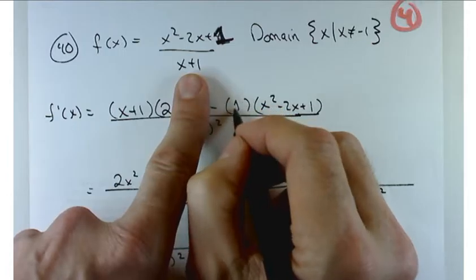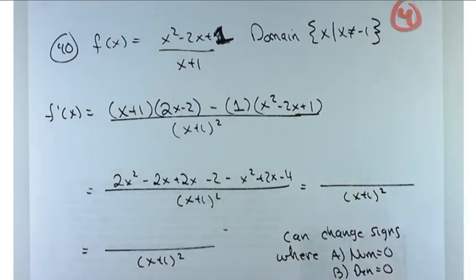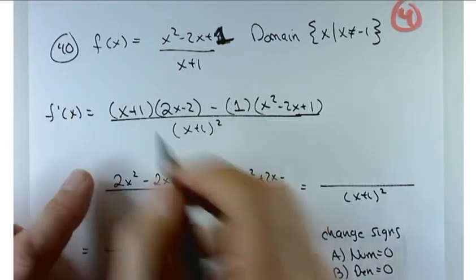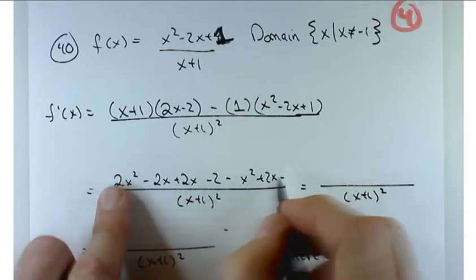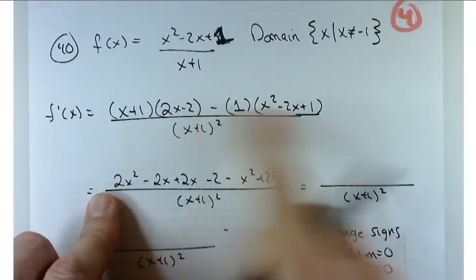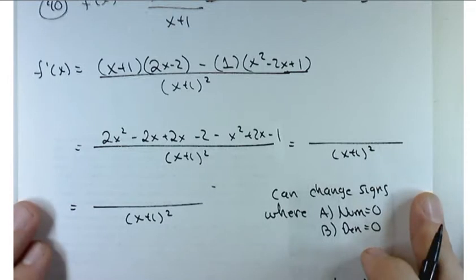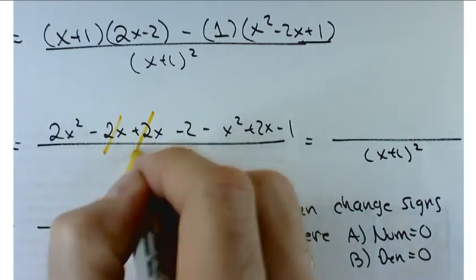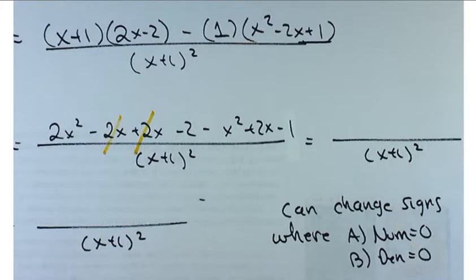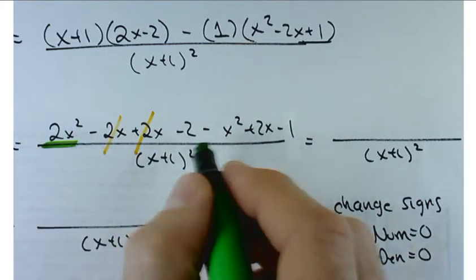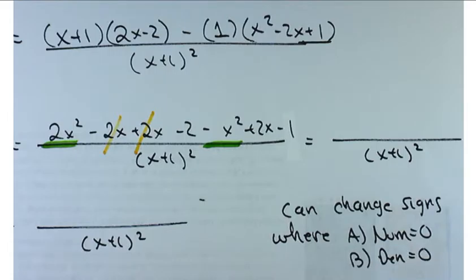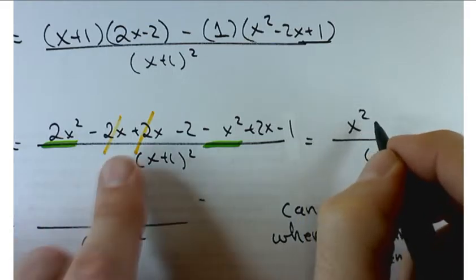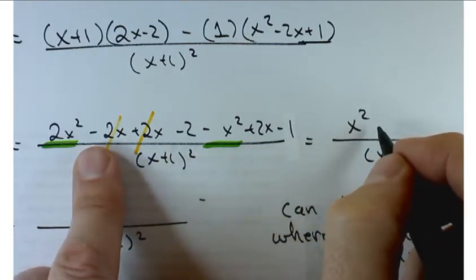Okay. If you distribute and FOIL here, we see we get these 4 terms. I'll distribute a minus 1 here. You get something like that. Now there's a lot of nice simplification here. The 2x's cancel each other out. And I've got like terms here and here. 2x squared minus x squared leaves me with x squared. So this simplifies to x squared plus 2x minus 3.